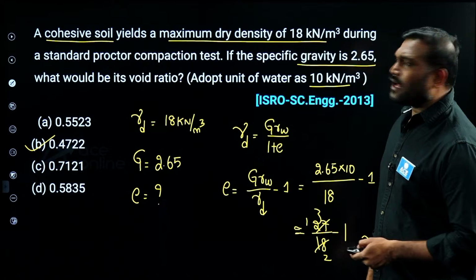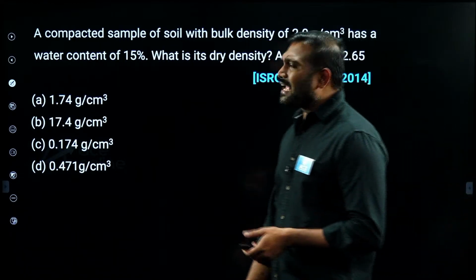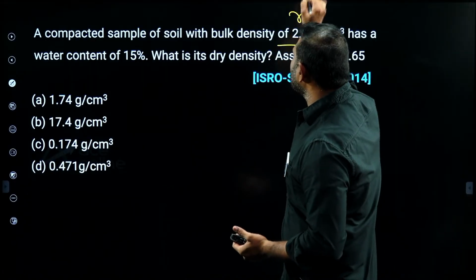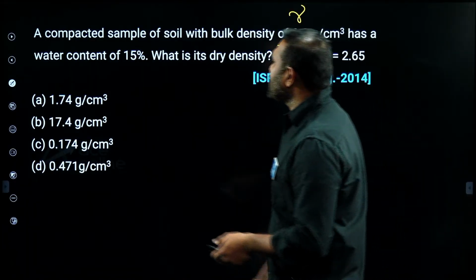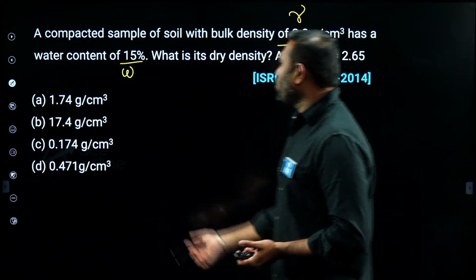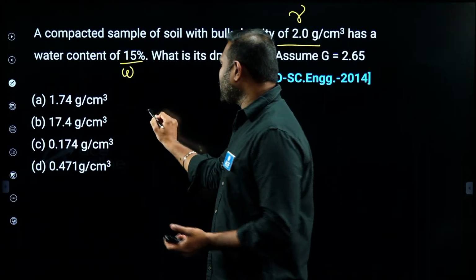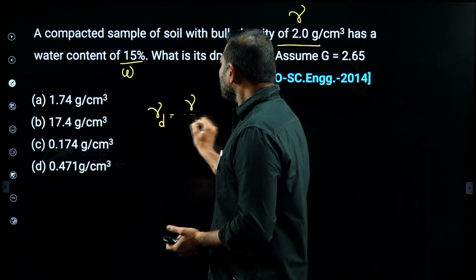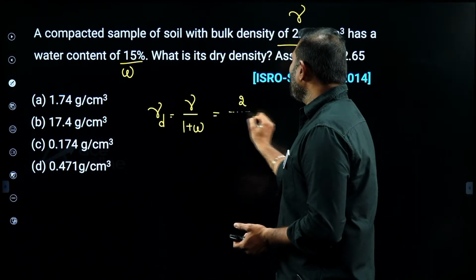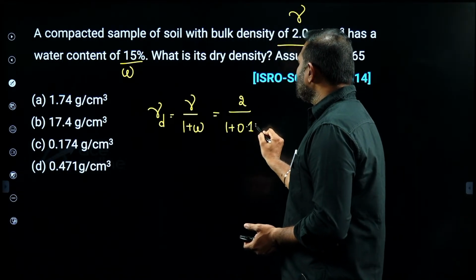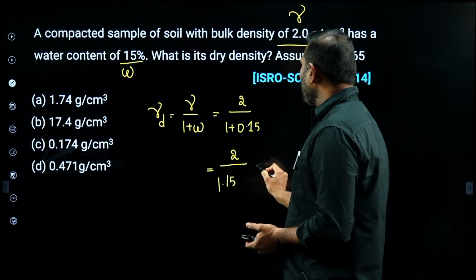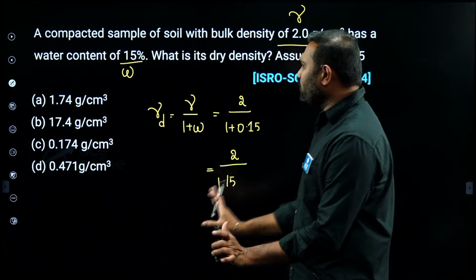Now, come to the next question. Again, this is a very fundamental question. A compacted soil with a bulk density gamma of 2 gram per cc has a water content of 15%. What is its dry density? Once they give the gamma and water content, the dry density gamma D is equal to gamma by 1 plus water content, which is 2 by 1 plus 0.15. So, this is going to be 2 by 1.15.